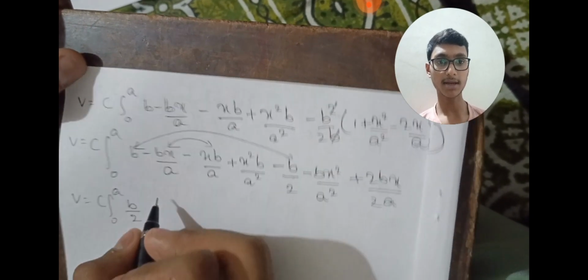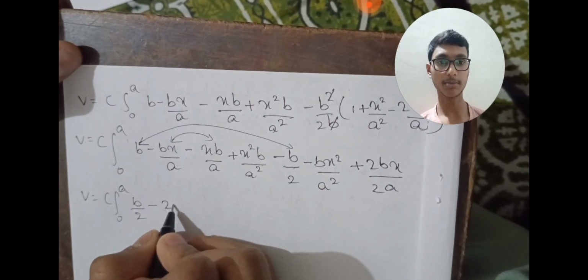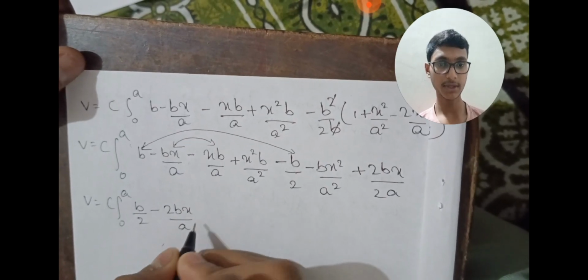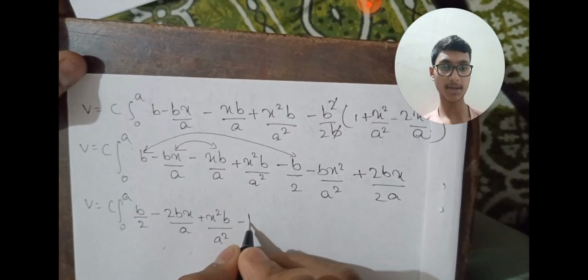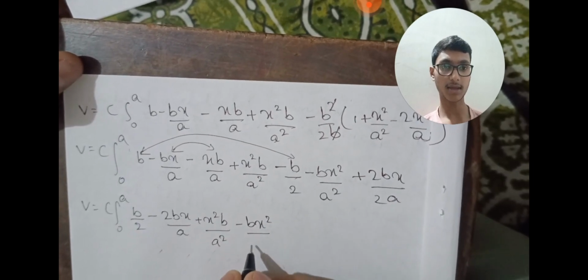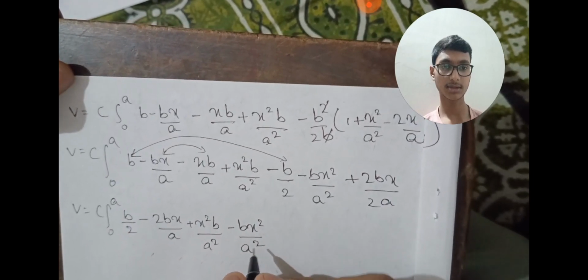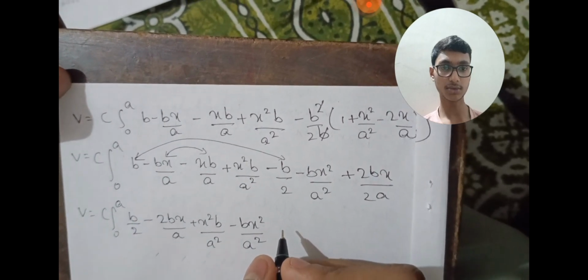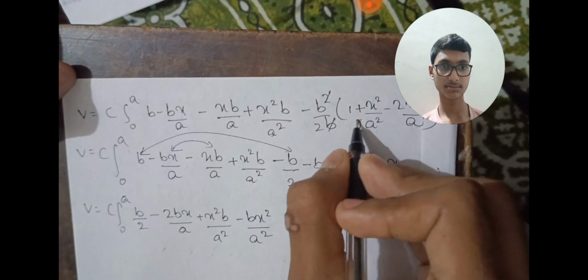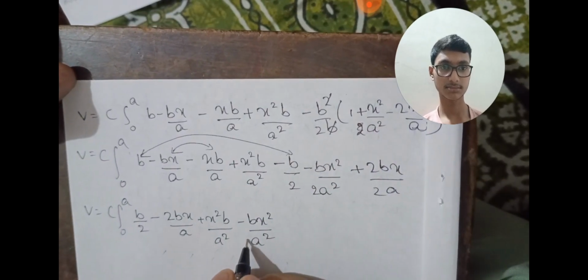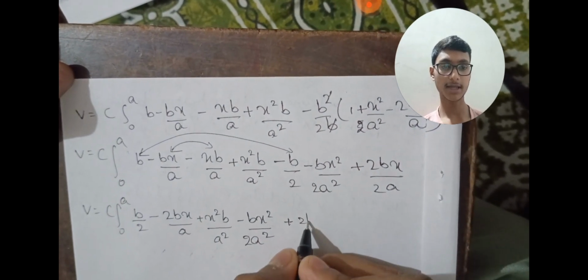So 1 minus 1 by 2 is nothing but 1. So b minus b by 2 is nothing but b by 2, minus 2bx by a, and the rest is all as it is, plus x square b by a square, minus bx square by a square, plus 2bx by 2a.